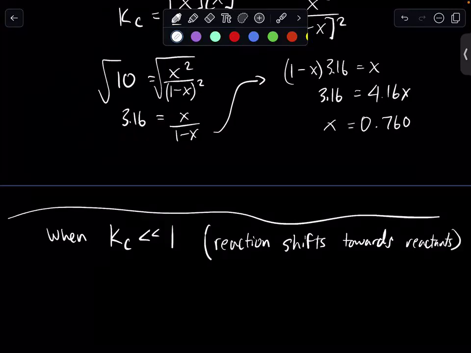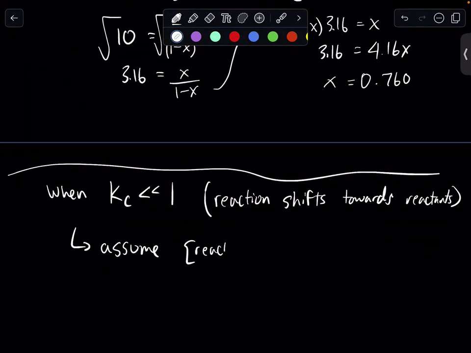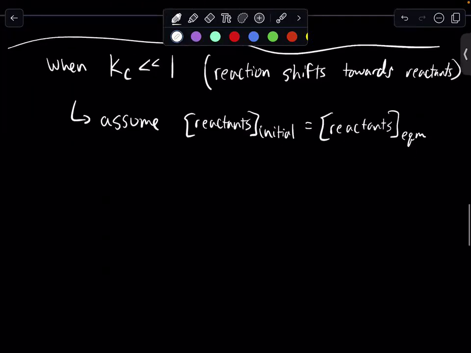And it shifts towards reactants so heavily that we can actually make an assumption. So when Kc is that far less than one, we can assume that the concentration of reactants initially is equal to the concentration of reactants at equilibrium. I'll explain this one a little bit further once we finish this problem, but let's do a practice of it.